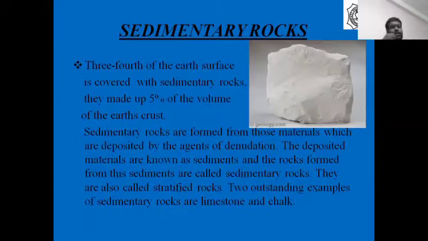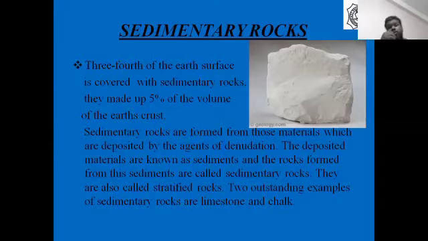Now let us see sedimentary rocks. Three-fourths of the Earth's surface is covered with sedimentary rock. They make up 5% of the volume of the Earth's crust. How are sedimentary rocks formed? Sedimentary rocks are formed from those materials which are deposited by the agents of denudation.